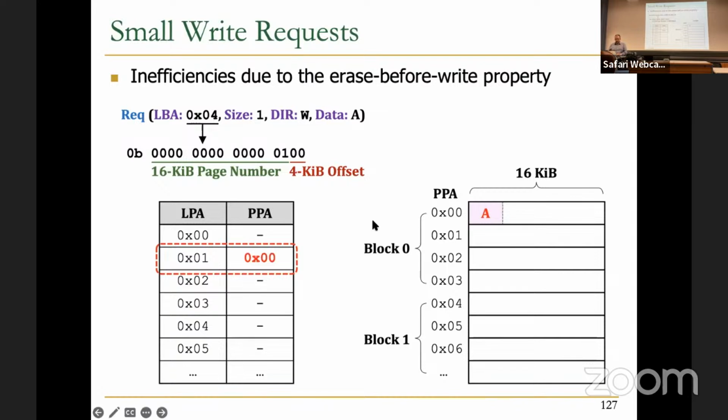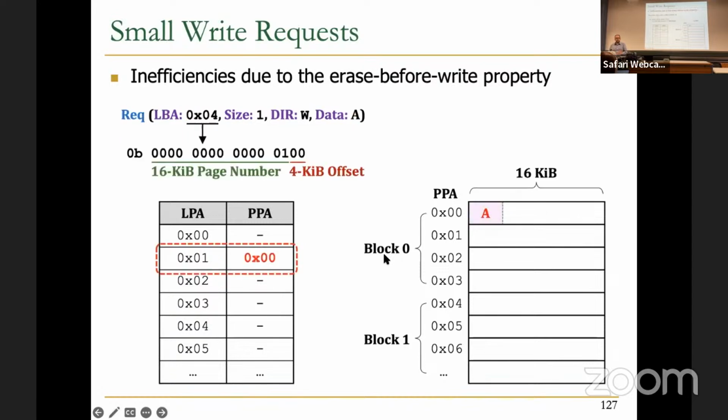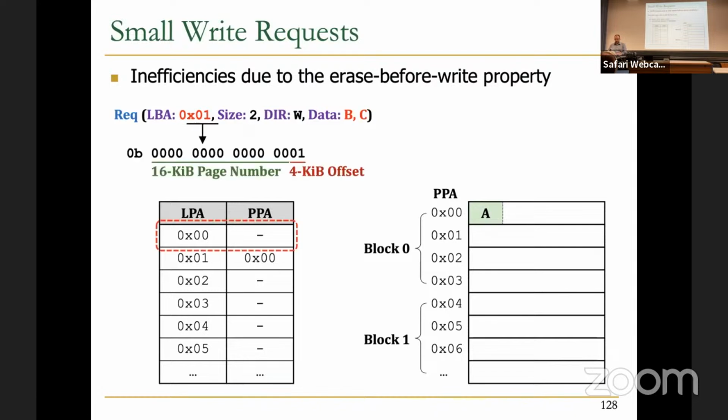And then here you need to keep the physical page address, which is 0 again. So far, so good, right? Then we get another request to logical block address 1, and the size is 2, so we want to write 2 pages, essentially, B and C.